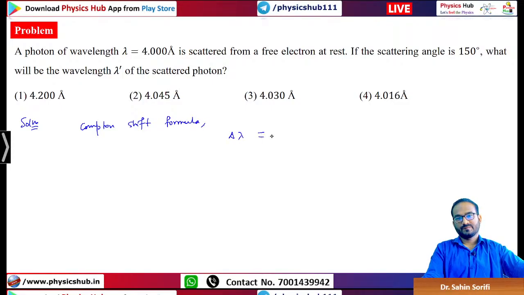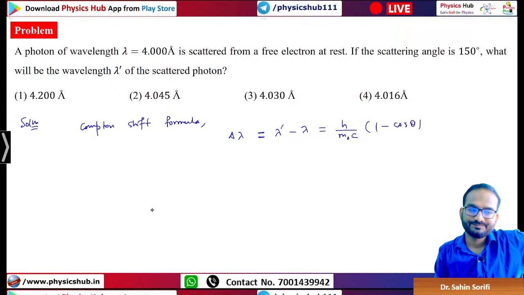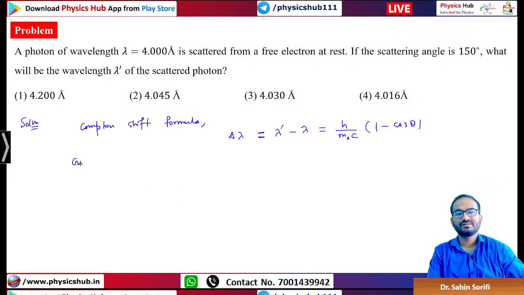Delta lambda. Which one is greater, lambda or lambda prime? Obviously lambda prime is greater. So lambda prime minus lambda, this one we have derived, h by m naught c times 1 minus cos theta. Okay. Now what is given? Given theta equal to 150 degree. So we do not know the value of cos 150 degree, so we need to calculate 1 minus cos 150 degree.